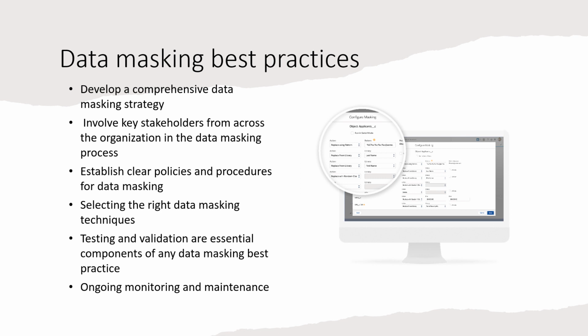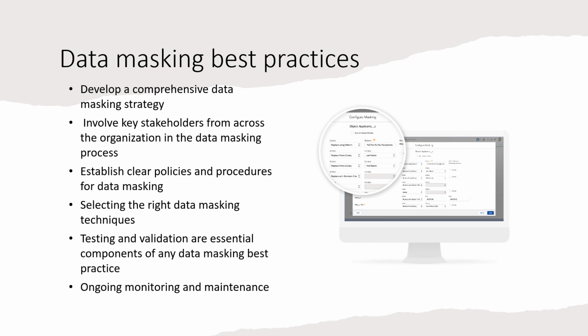Another best practice is to establish clear policies and procedures for data masking. These policies should be like a set of rules, outlining the specific steps and protocols for masking data, as well as the roles and responsibilities of each team member involved. By documenting these policies and procedures, organizations can ensure consistency and accountability throughout the data masking process. It's like creating a playbook. Everyone knows their part and works together towards a common goal.